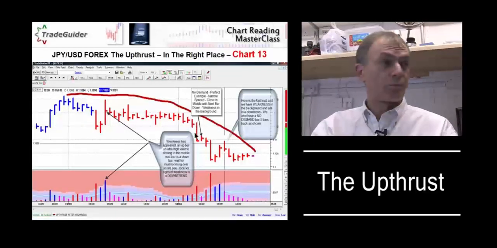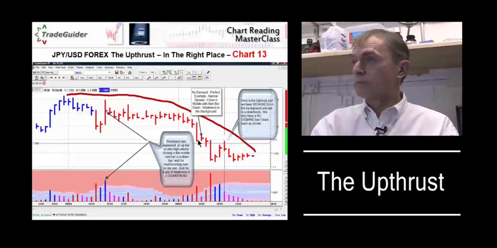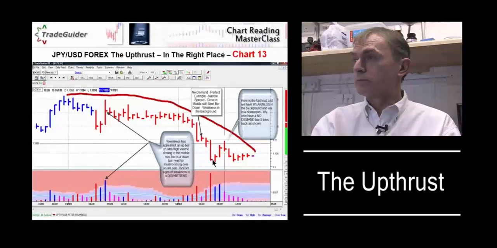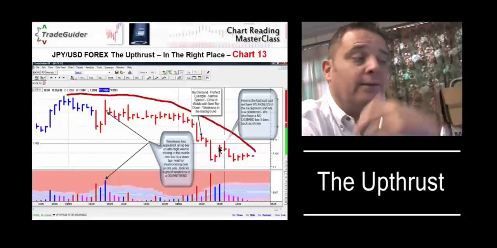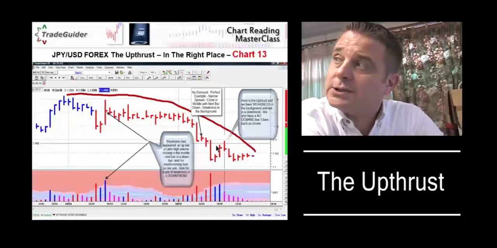So really here, we can infer that because it closed on the low and tries to go up on no demand, then you get another one and it goes up on no demand. If you see that after that weakness, that's a very high probability trade to the short side.